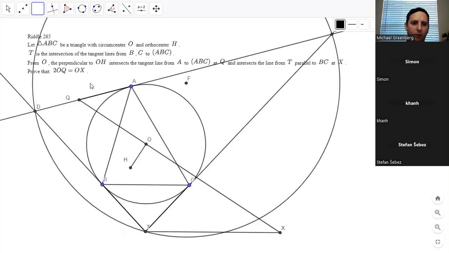Okay, so we have the circumcenter, incenter, and so on. It's well known that these three are collinear. Is it really hard to prove, or is it not that hard? No, it is not hard to prove at all.